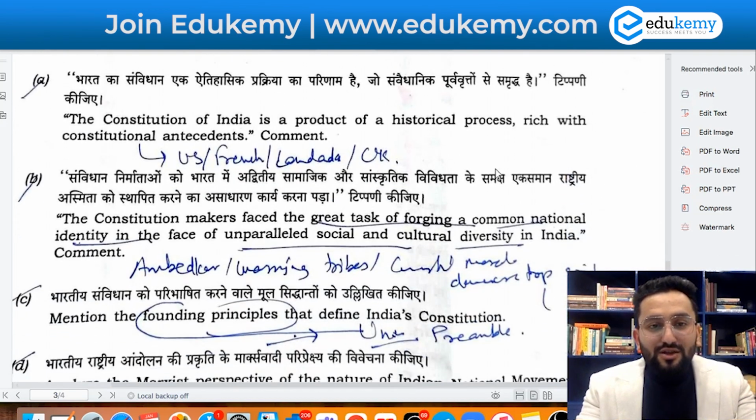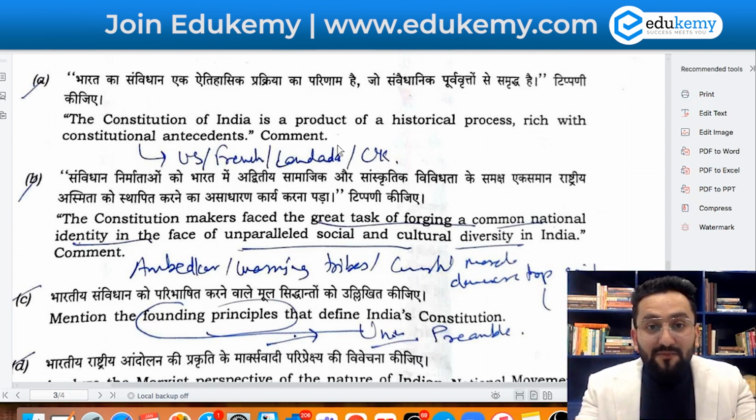So, a direct question again. The Constitution of India is a product of historical process, rich constitutional antecedents, the historical background of the Indian Constitution. You have gone through that, right? Apart from this, you know that our Constitution has various segments just because we have a different kind of history. Some segments we have carried forward, because the Constitution evolved. It was not made at one particular time. It was evolving, meaning some roots were already there.